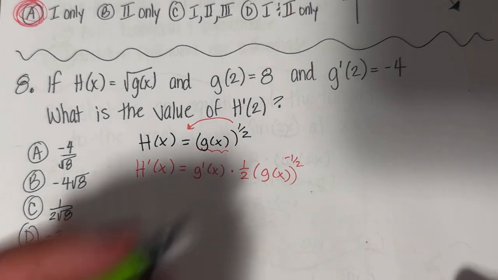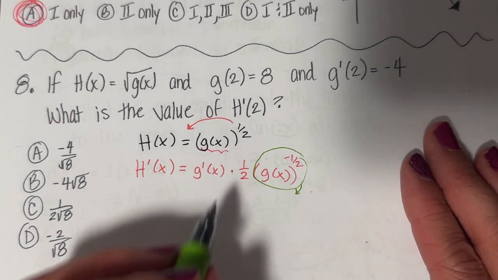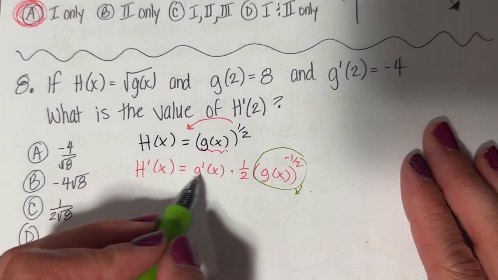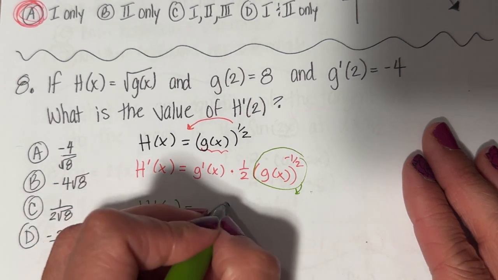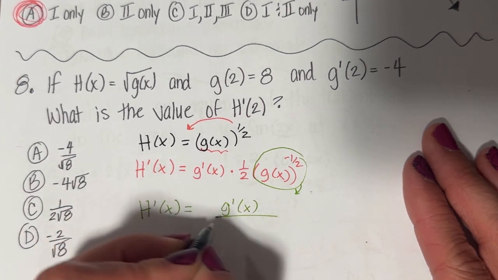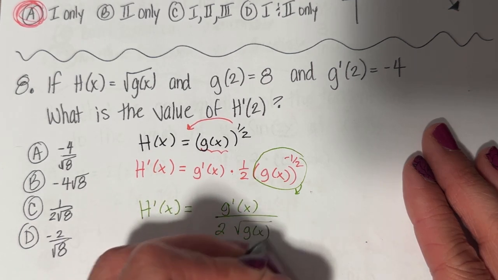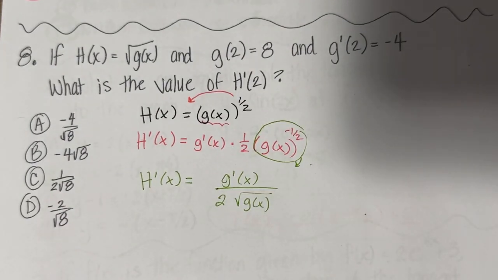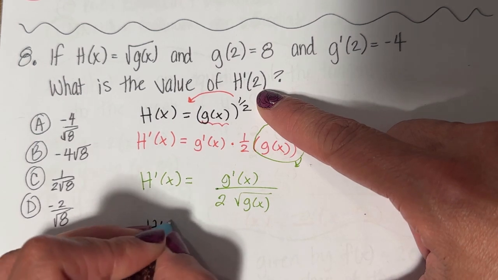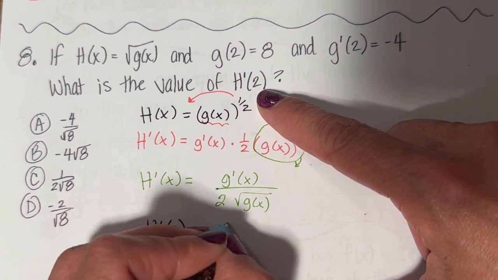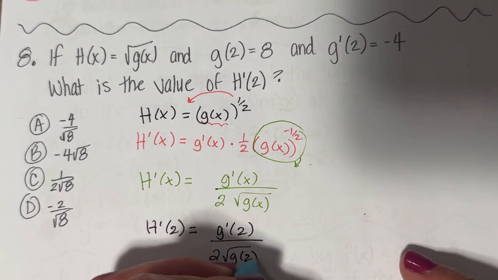Okay, so now to clean this up a little bit, this g of x to the -1/2 power, we got to drop it like it's hot. There's already a 2 in the denominator, but this g prime of x is going to be in the numerator. So let's rewrite this. So g prime of x is the only thing that's going to be in the numerator. We have a 2 in the denominator, and we can put the square root back on of g of x. Okay, now let's plug in the value of 2. So h prime of 2 equals g prime of 2 over 2 square root g of 2.